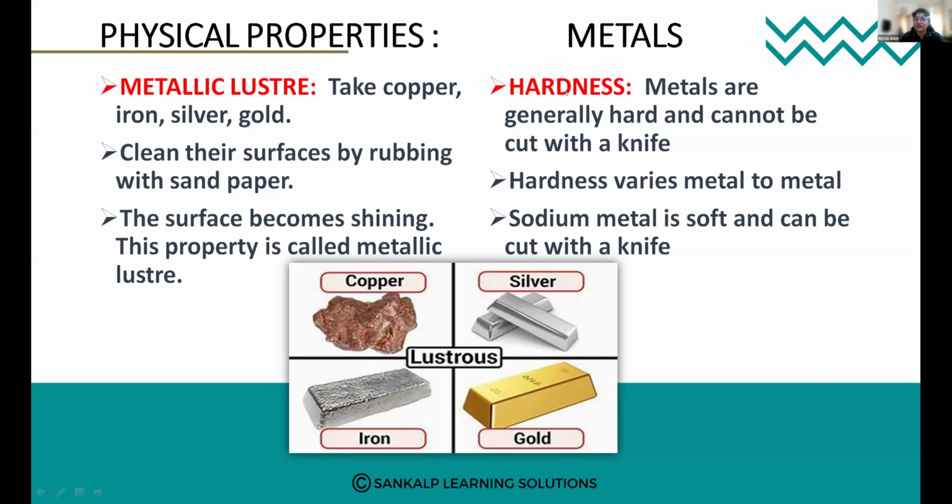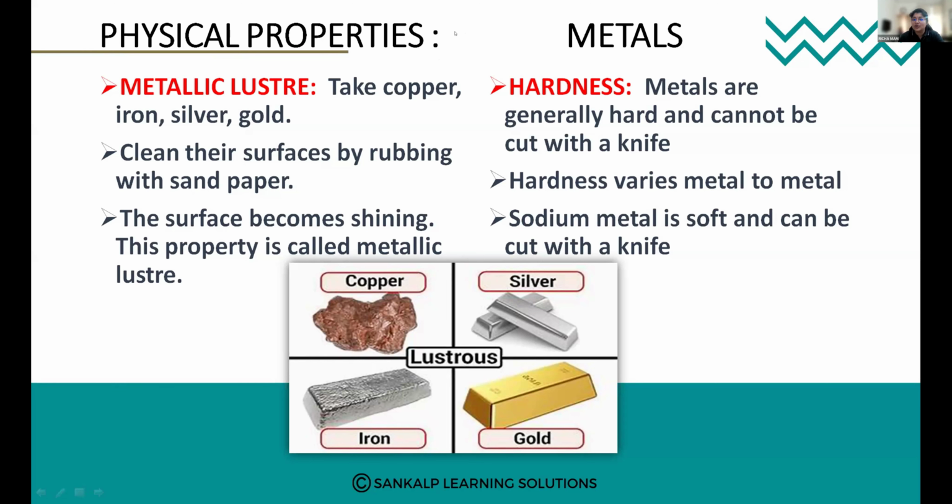This hardness differs from metal to metal. Iron might be very hard as compared to gold. So the hardness of a metal can vary from metal to metal.